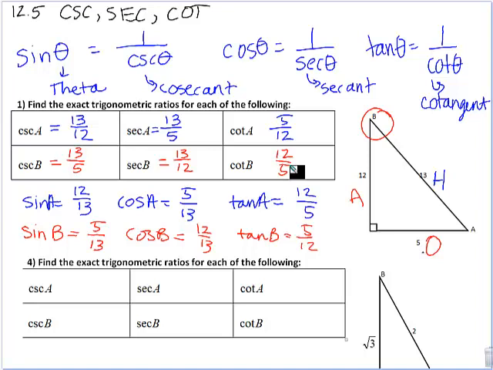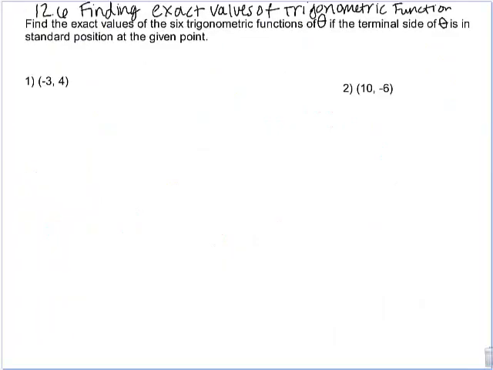You got it? Okay. So then we're going to try to find some exact values. And so we have a total of 6 trig ratios. We have sine, cosine, and tangent. And we also have our cosecant, our secant, and our cotangent. So what we're going to do is find exact values of the 6 trig functions of theta if the terminal side of theta is in standard position at a given point. That's not on the sheet. Sorry.